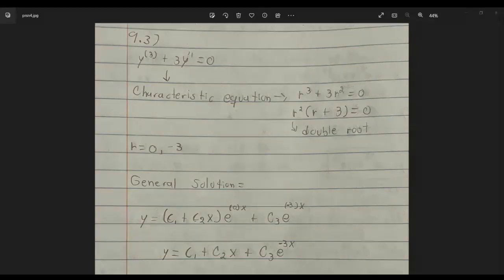And because we know that e to the 0 is equal to 1, our final answer would be y equals c1 plus c2x plus c3e to the negative 3x.